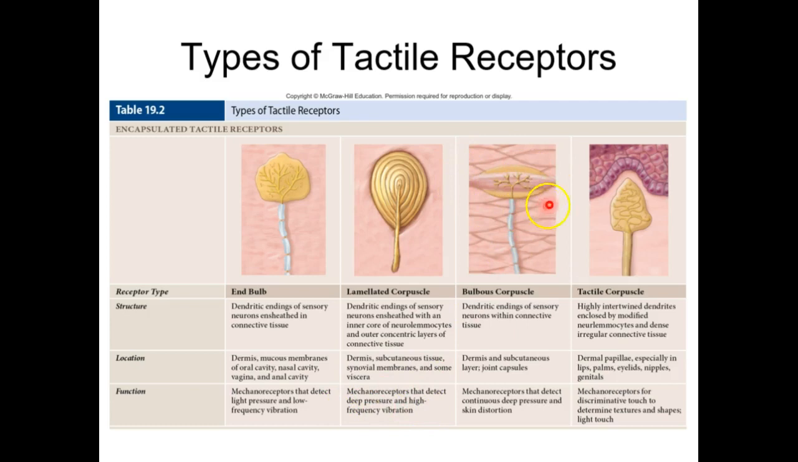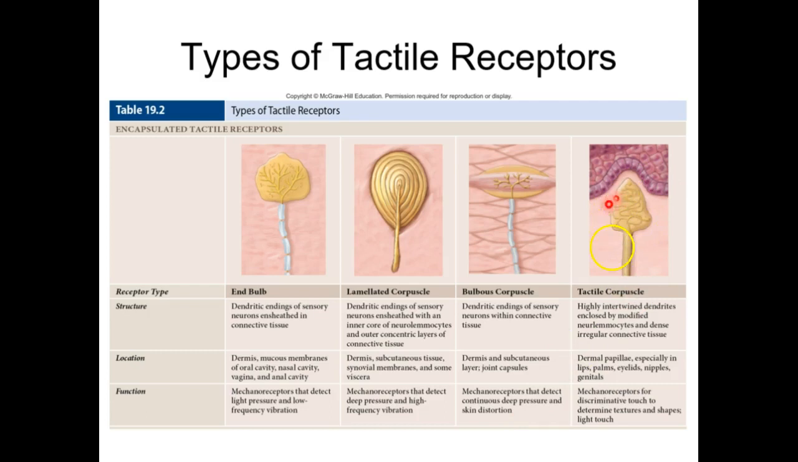Bulbous corpuscles I think are really cool because they're like these elongated things in the dermis and they detect stretch. Skin distortion is how they phrase it here. I'm going to categorize it as stretch. So you can even sort of visualize that bulbous corpuscle stretching out and deforming and detecting that stretch, right? There's a lot of form-function connections here to be made.